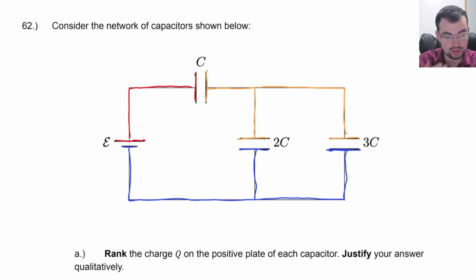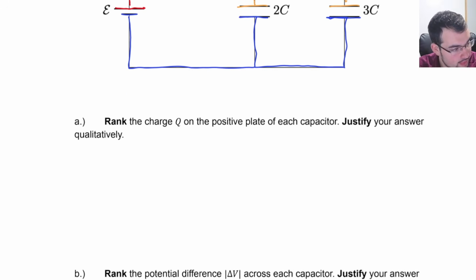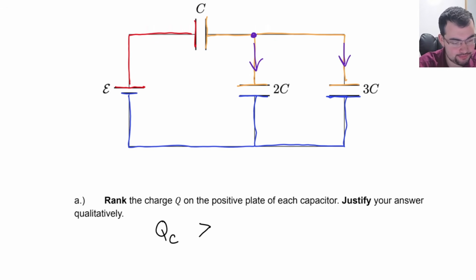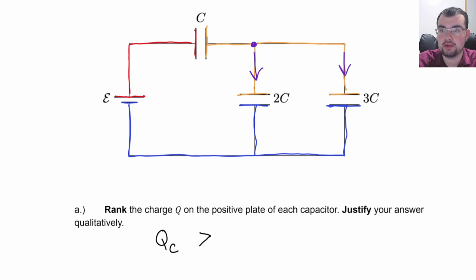And we first want to rank the charge. So notice that we have this sort of junction rule idea here, where some of the charge is going to split between the 2 and the 3. So we know for sure that Q on the capacitance C is larger than the others. I don't want to put them in order yet. Now, let's think about how the charge splits. So notice they actually have the same delta V, the 2C and the 3C.